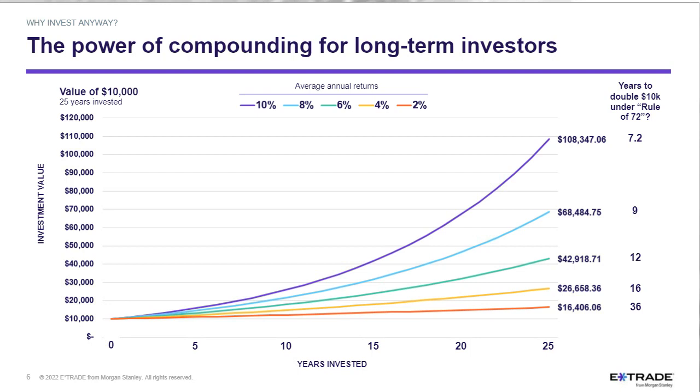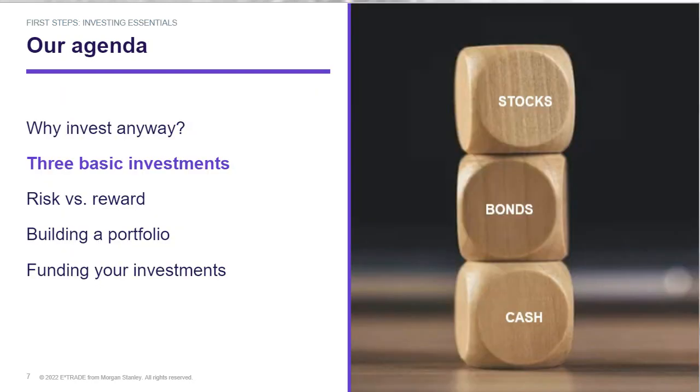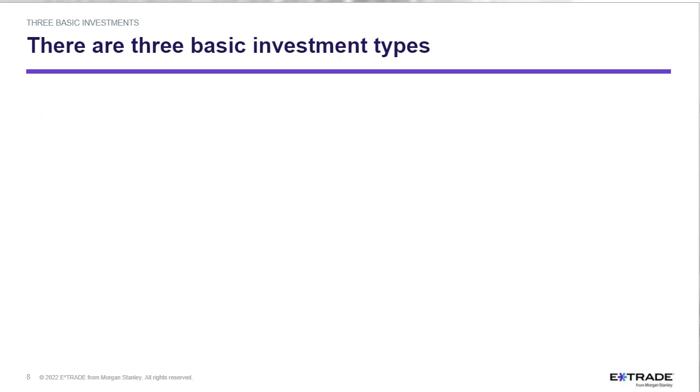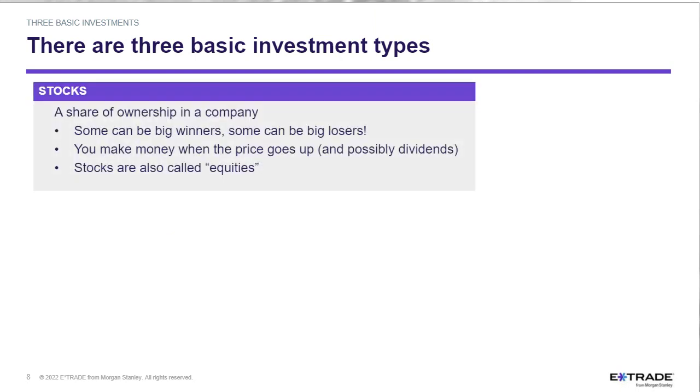So that's the why. Now let's turn to the nitty-gritty, the more specific stuff here, and we'll talk about the three basic investments: stocks, bonds, and cash. There are three basic ways that companies raise money. They sell stock to investors. Those investors then become partial owners of that company. When you invest in stocks, you can make big money, but you can also take big losses. Companies do go belly up, so you take on that risk.